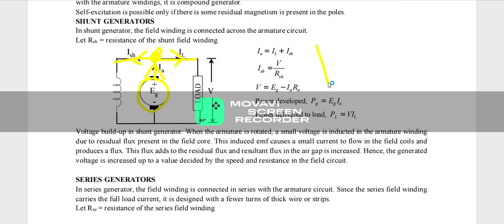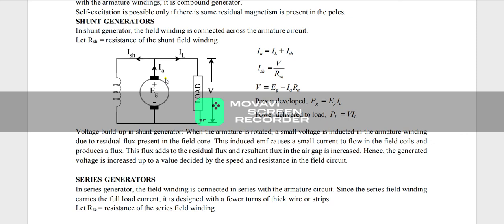So as per KCL, entering current is equal to leaving current. There are two leaving currents, IL and ISH. So entering current IA is equal to IL plus ISH. So we will be applying Kirchhoff's current law here, and these are the leaving currents. The arrow shows the leaving currents and this is our entering current. So IA will be split into load current and the shunt field current. And one more equation you can mention here.